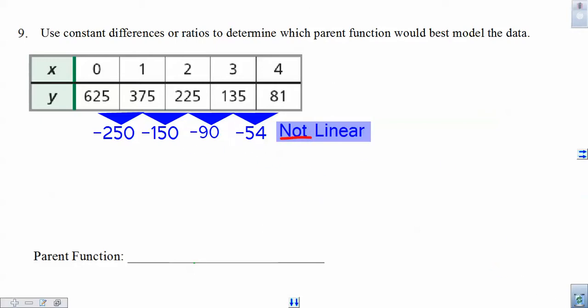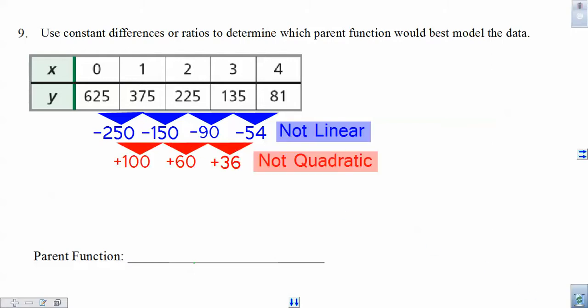So then we move on to second differences. So notice that there's 1, 2, and 3 second differences that we can find here. And once we do the second differences, notice we went up 100, then we went up 60, and then we went up 36. So that tells us it's not quadratic.